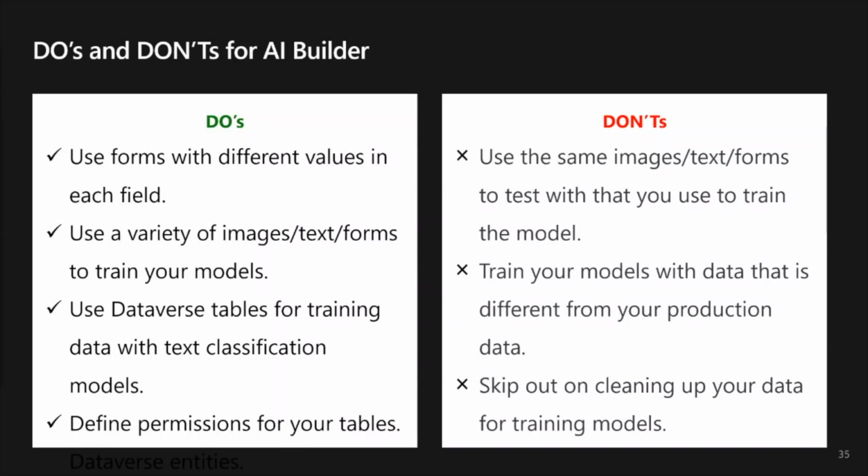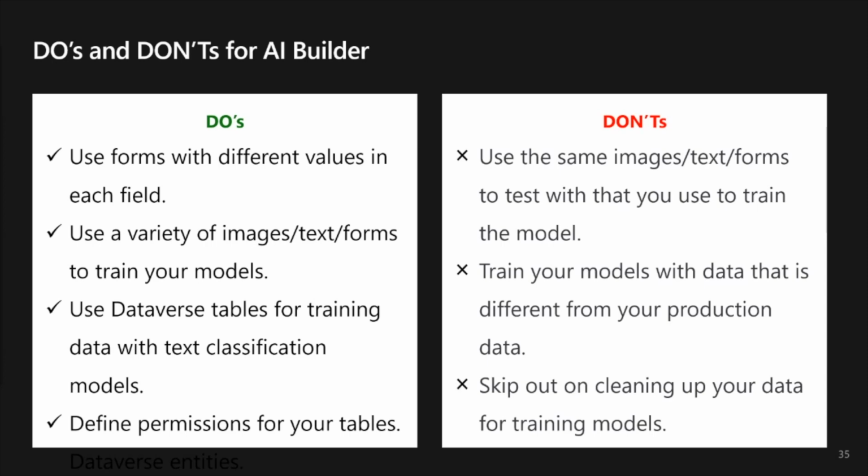So some things to do. Make sure that when you use forms in a form recognizer, that you use forms or invoices, documents, etc., whatever you're using, images that have different values in each field. You don't want to use the same form over and over. That's not going to be a great way to train your model. You'll also want to make sure that you're using a variety of images, text, whatever type of model you're using to train those models.